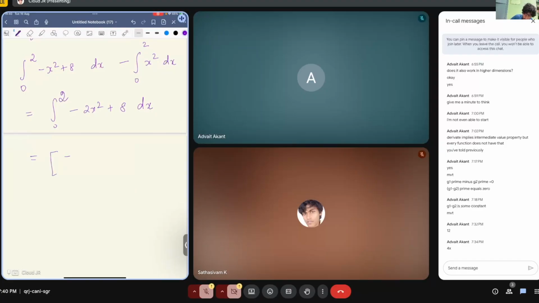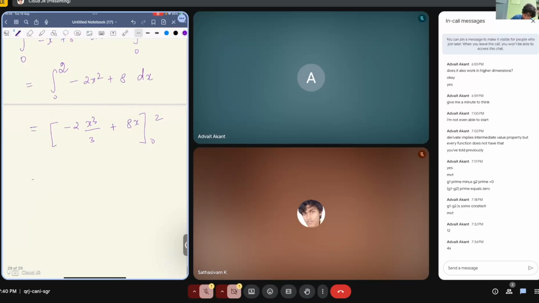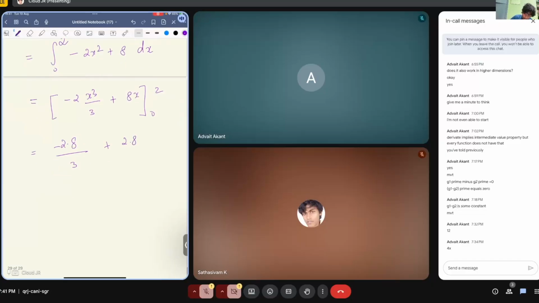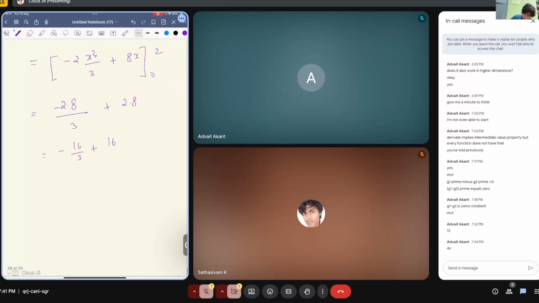This is equal to minus 2x cubed by 3 plus 8x, from 0 to 2. That is equal to minus 8, 2 times minus 8 over 3, plus 2 times 8, so that is minus 16 by 3 plus 16, which I think is equal to 32 by 3. If I am right, it is 32 by 3.